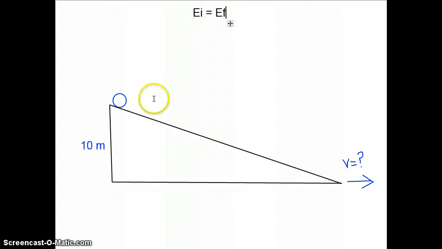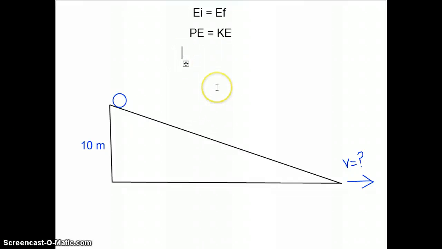And so, if we look at the energy initial, we know that the marble isn't moving at the beginning. It's just sitting at the top of the ramp, but does have some initial height, so it just has potential energy. Okay, and then at the end, it rolls down the ramp. It's moving as it comes off the ramp, but it doesn't have any height. So in that case, we have all kinetic energy. So the potential energy at the beginning has to equal the kinetic energy at the end.